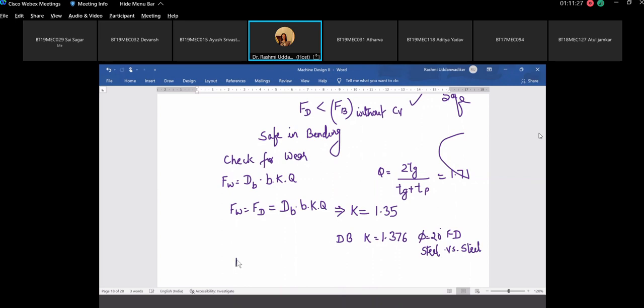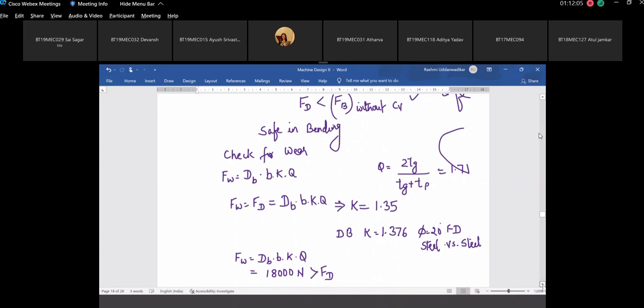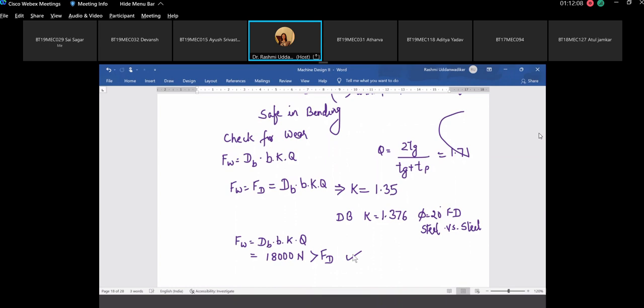Which has now made a new value of FW, what has it become? dP into B into this value of K into Q. Give me this. This will definitely be greater than FD. So you see, 13,000, and what is FD? How much was FD given here? 17672. So this is safe in wear?